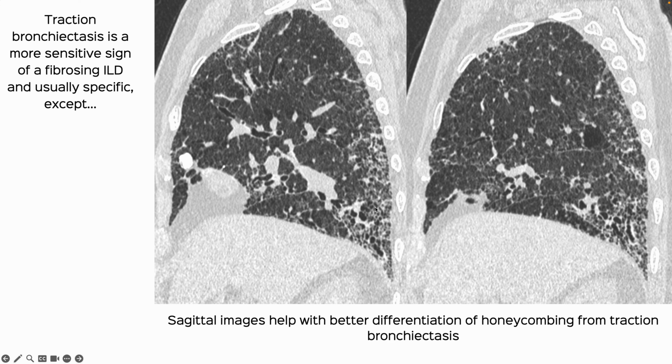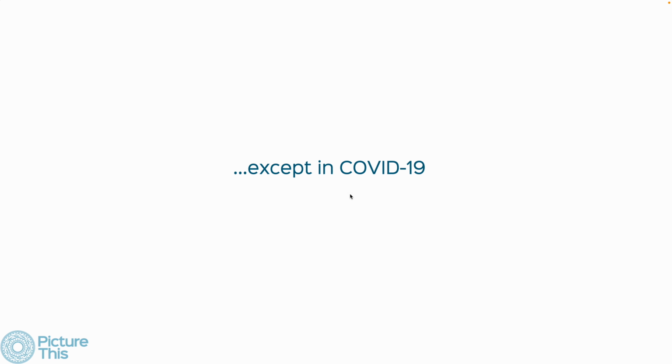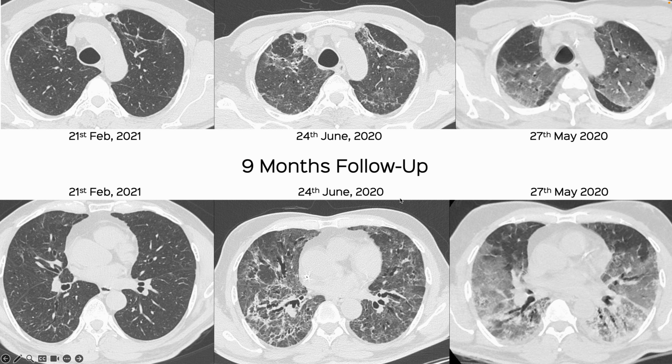Now, this is a sensitive sign, which means that when you see traction bronchiectasis, it always implies that there is a fibrosing ILD, except in acute lung injury, of which COVID-19 was the classic example, where we now know that when you have an acute lung injury like this, there is a phase at which point you may see what looks like fibrosis with so-called traction bronchiectasis, but which can be completely reversible, as we saw with COVID.